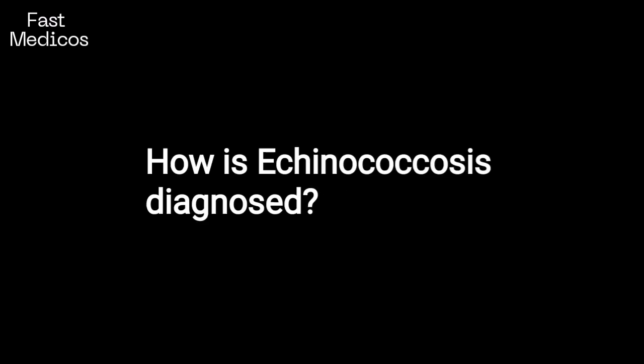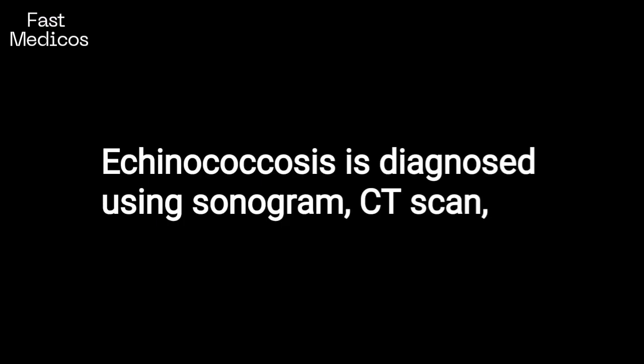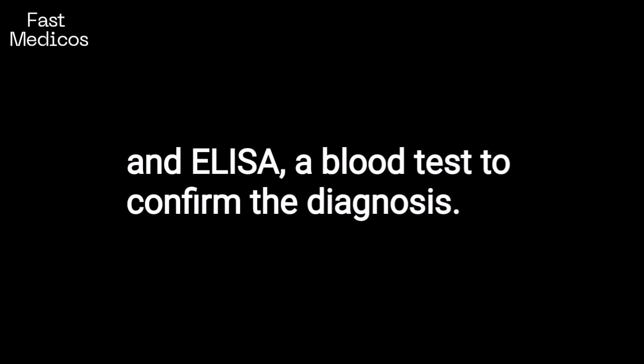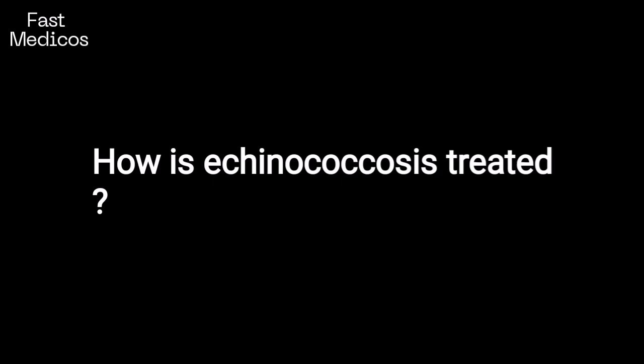90. How is echinococcosis diagnosed? Echinococcosis is diagnosed using sonogram, CT scan, or MRI to detect the presence of hydatid cysts, and ELISA, a blood test, to confirm the diagnosis. 91. How is echinococcosis treated?